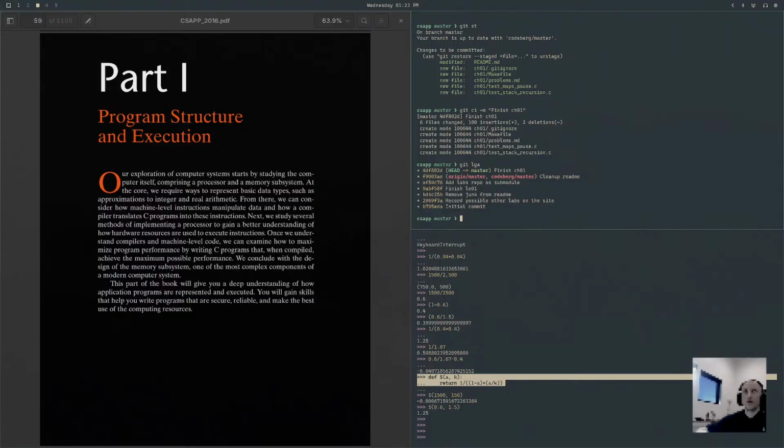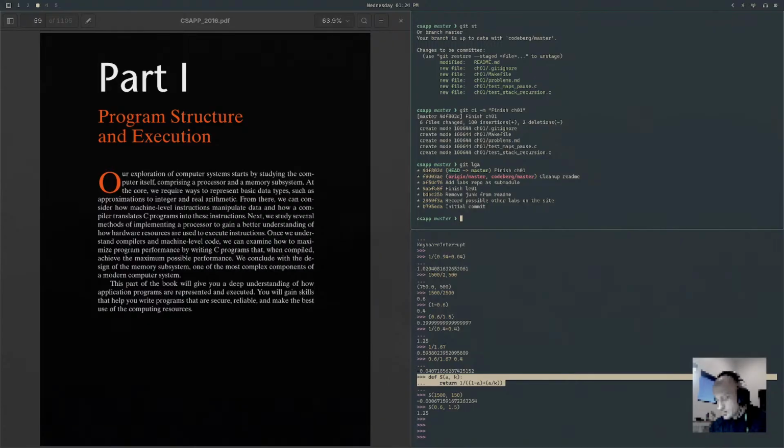Okay, part 1, program structure and execution. Our exploration of computer systems starts by studying the computer itself, comprising a processor and its memory subsystem. At the core, we require ways to represent basic data types such as approximations to integer and real arithmetic. From there, we can consider how machine-level instructions manipulate data and how a compiler translates C programs into these instructions. So the compiler translates C programs.